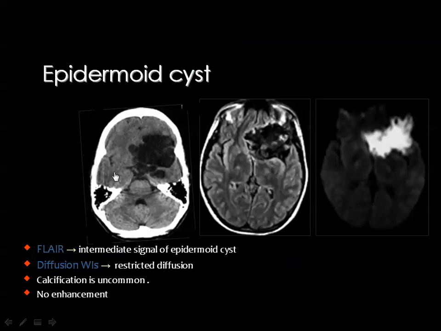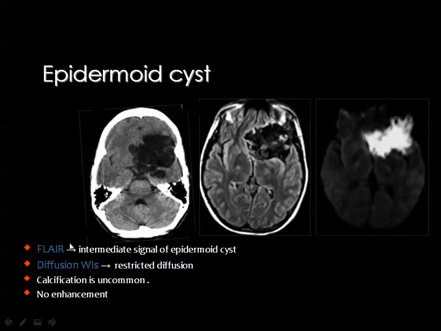And this is an epidermoid cyst in the suprasellar area extending into the sylvian cistern, and it has the characteristic lobulated appearance. In this CT image, it shows hypodense texture. In the FLAIR image, it does not show typical CSF signal, and in the diffusion image, it will show restricted diffusion, as you can see.